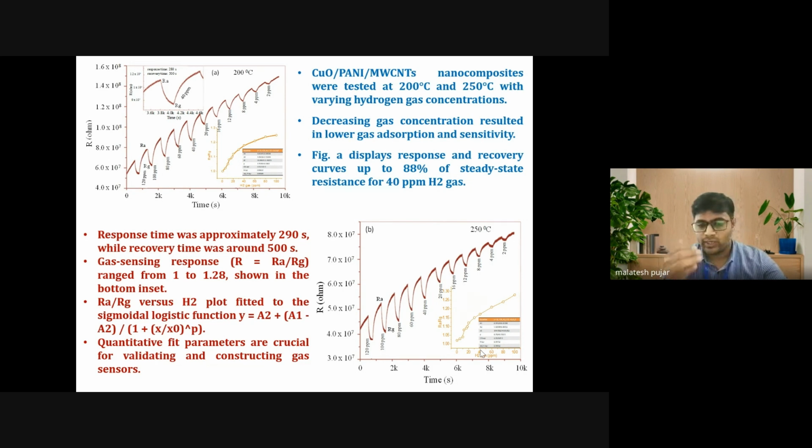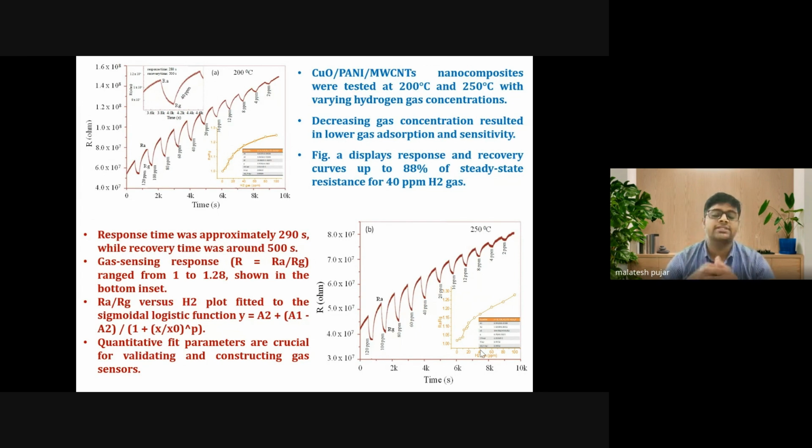And the recovery time gives us the time needed when it returns to 10%. At that time, the resistance should be maximum when it is again exposed to the air. Apart from the hydrogen gas, when it is exposed to the air, it has to give the maximum resistance. This is our recovery time, and we observed a recovery time of 500 seconds and a response time of 290 seconds. And the gas sensing response ranges from 1 to 1.28, which we have shown in the bottom inset.